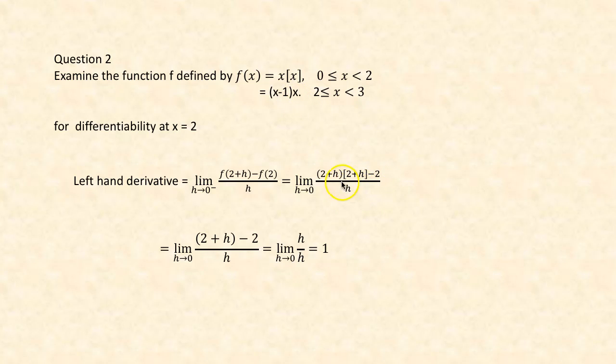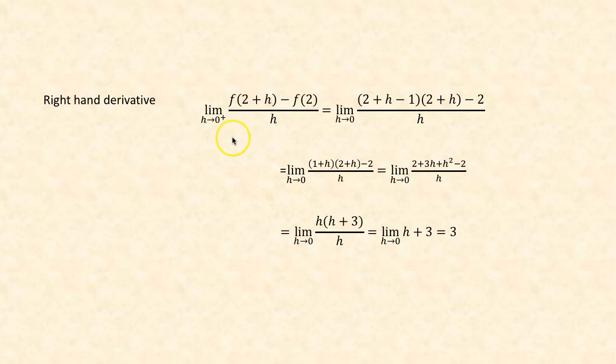Now bracket 2 plus h, when h tends to 0 to the left, 2 plus h is less than 2, so the greatest integer less than or equal to 2 plus h is 1. So this becomes limit as h tending to 0 of 2 plus h minus 2 by h, which is limit as h tending to 0, h by h, which is 1.